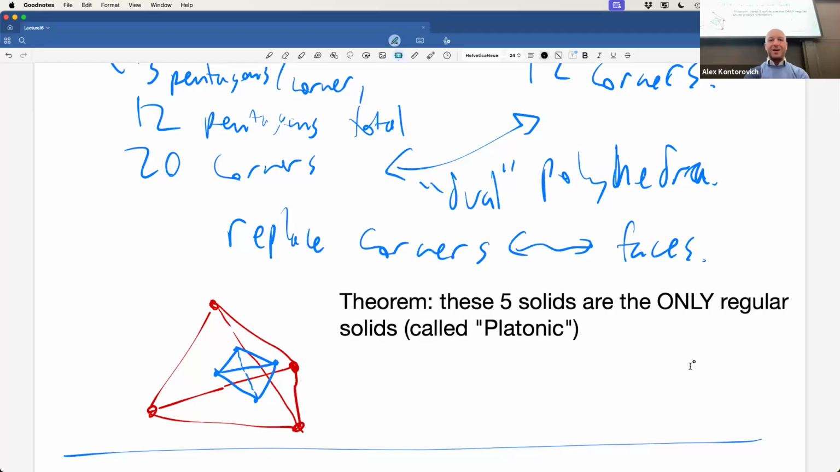So for n-gons, you can have an n-gon, whatever you want. For n-hedra, there's 5 and that's it. And they're the only ones.